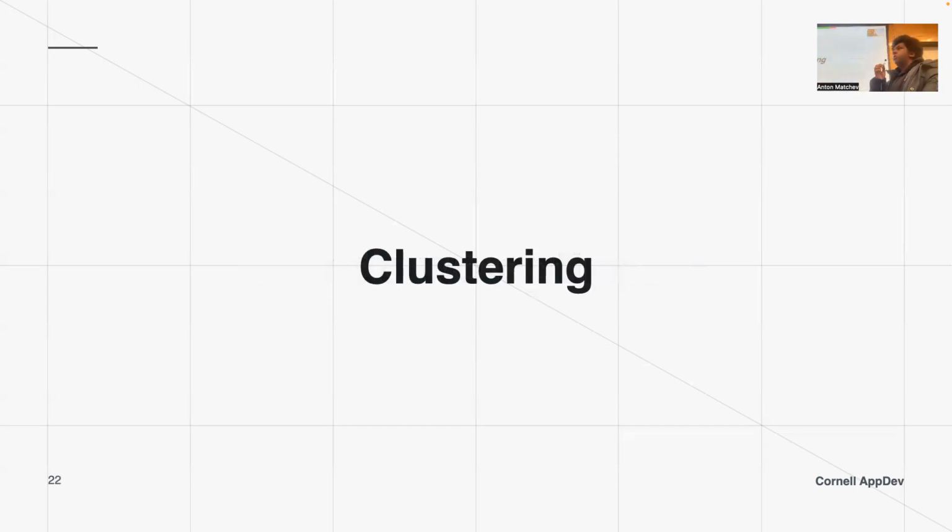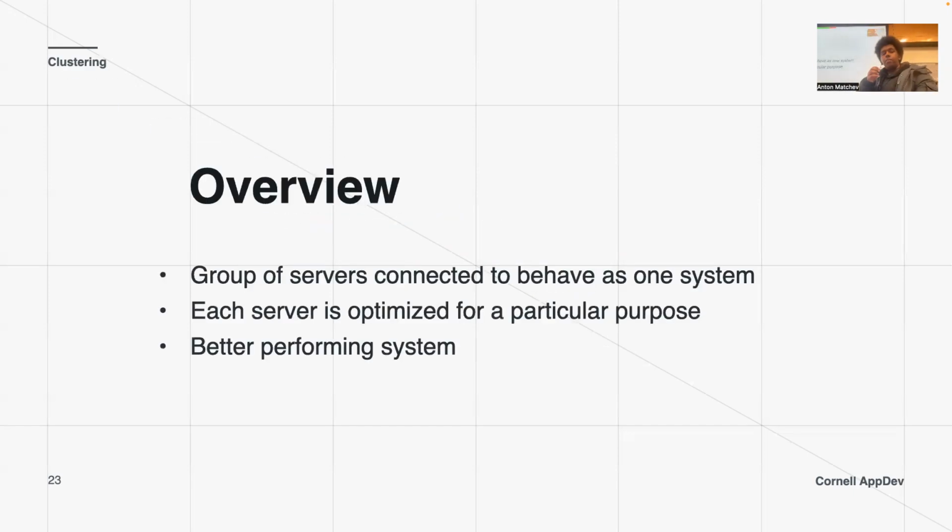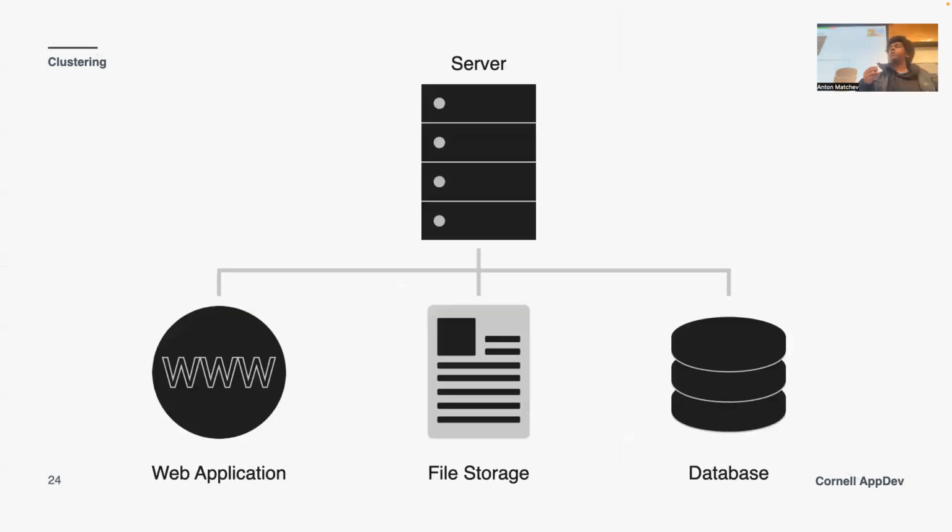So the first thing you can do is called clustering. It's like having a group of multiple virtual machines connected to behave as one system. And each server is going to be optimized for one purpose. And this will typically end up creating a better performing system. So I think here's a diagram. So here's what you guys will probably have to do in your PA5 or final projects.